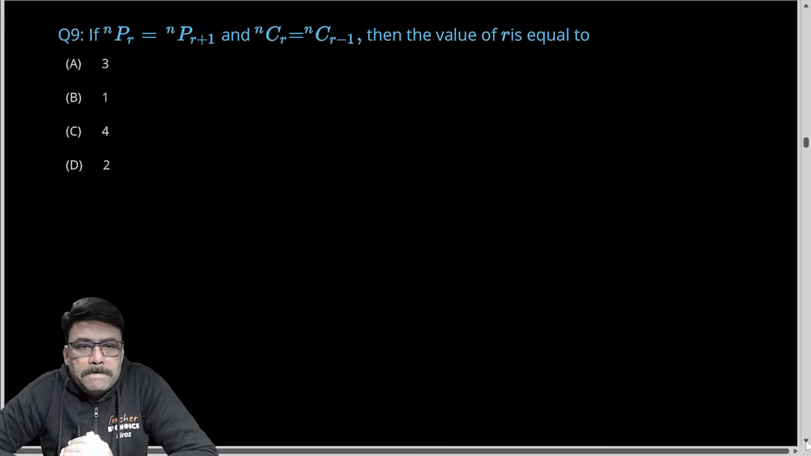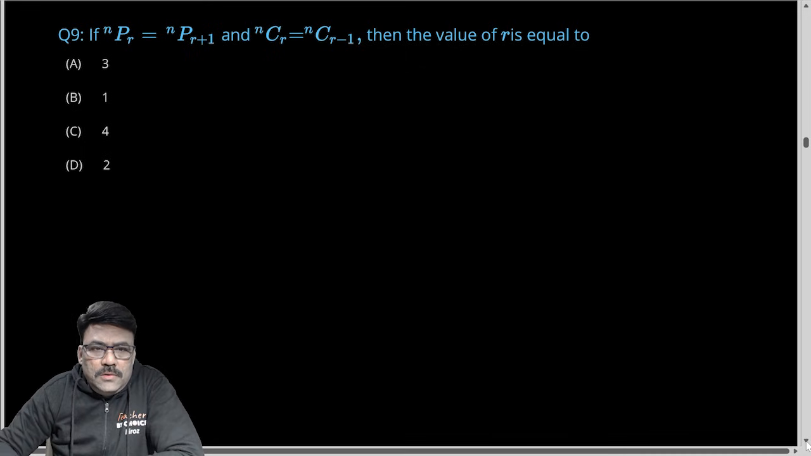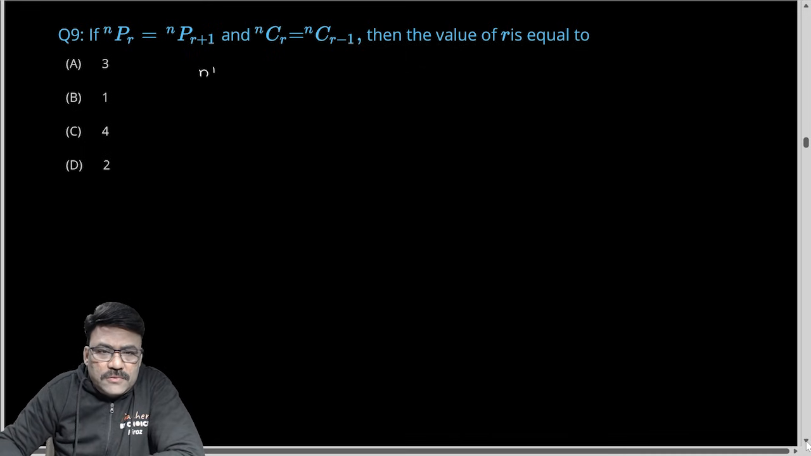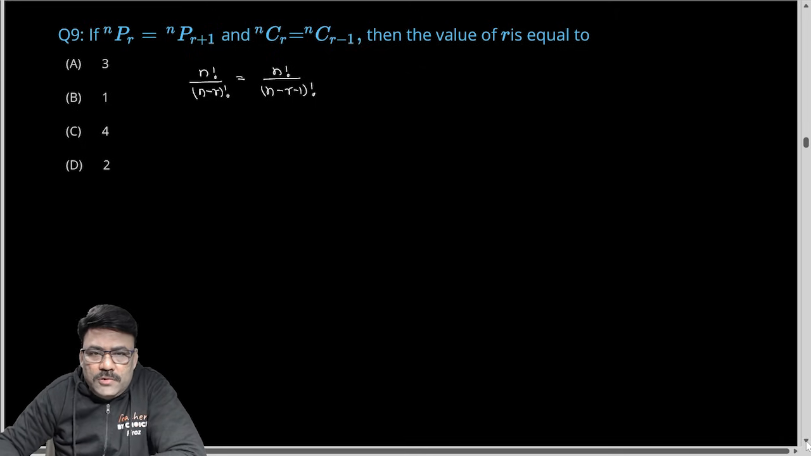See this question. nPr is nP(r plus 1), nCr is nC(r minus 1). So what will be r here? nPr can be written as n factorial over (n minus r) factorial. And nP(r plus 1) is n factorial over (n minus r minus 1) factorial. So when you simplify it, n factorial cancels, (n minus r minus 1) factorial also cancels, and you get n minus r is equal to 1.